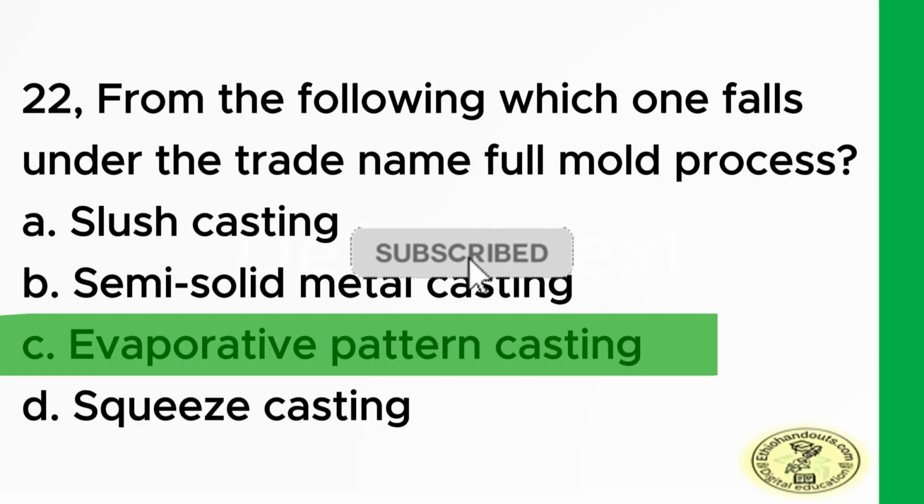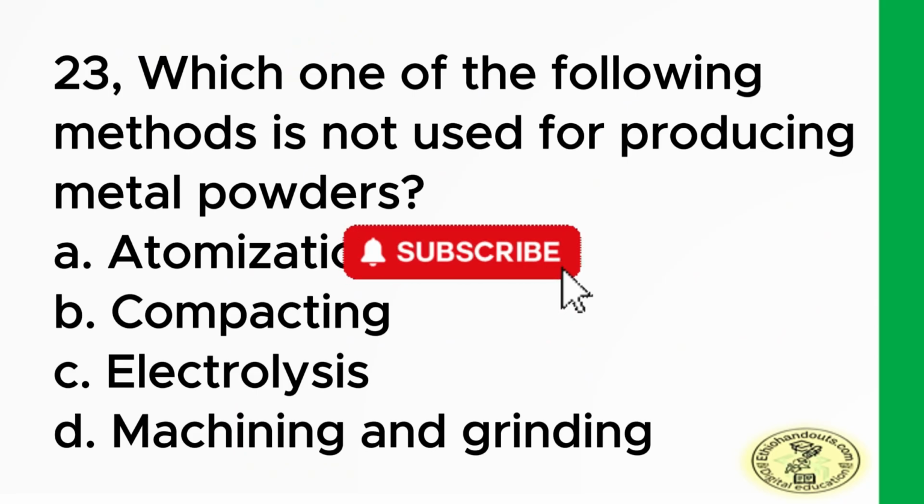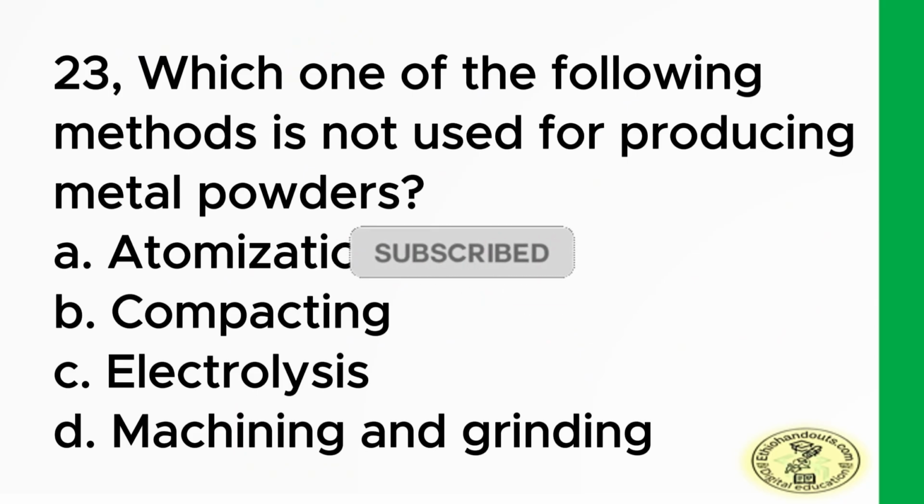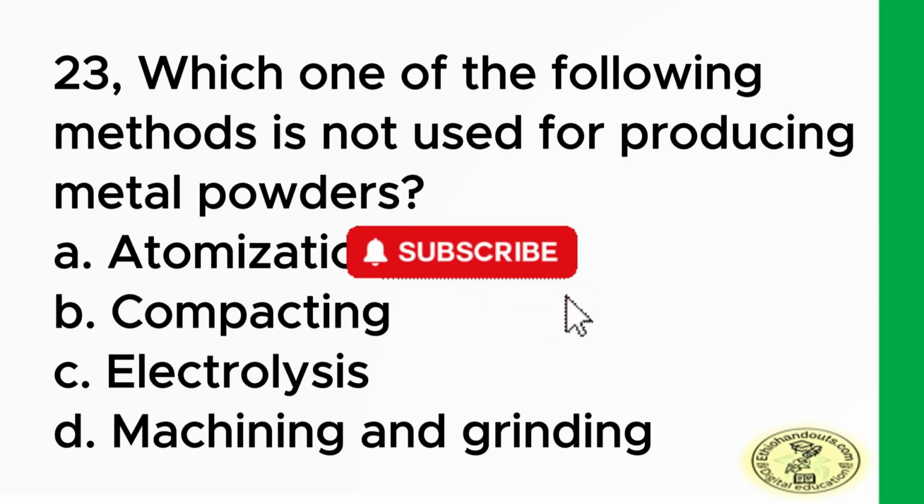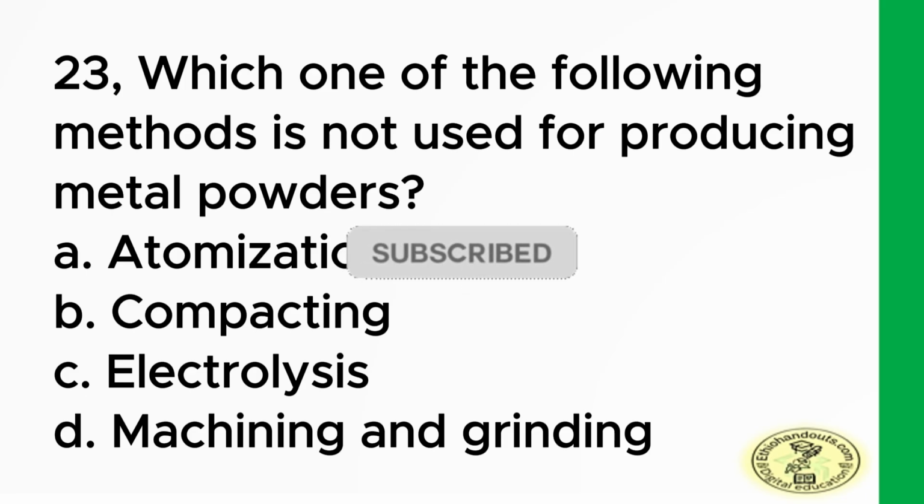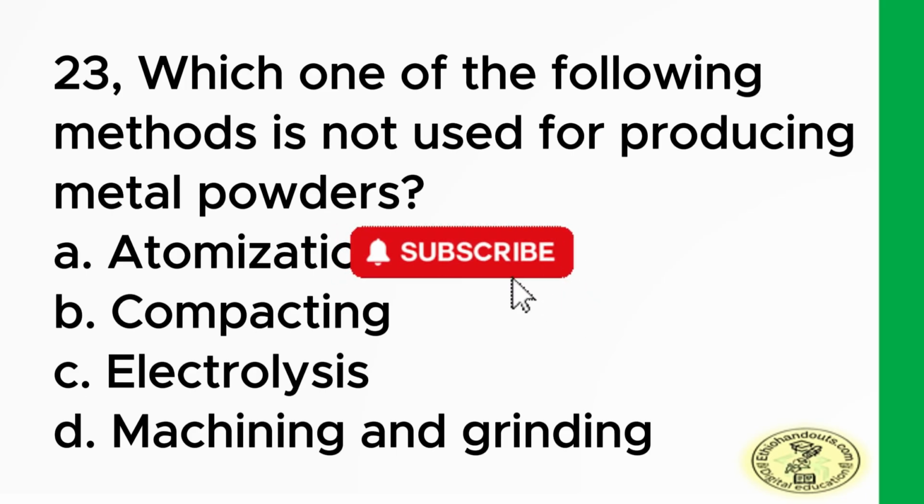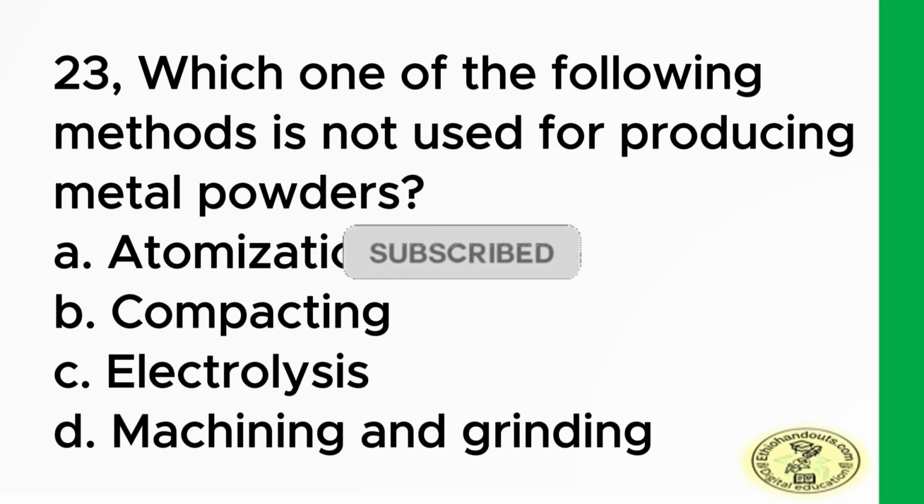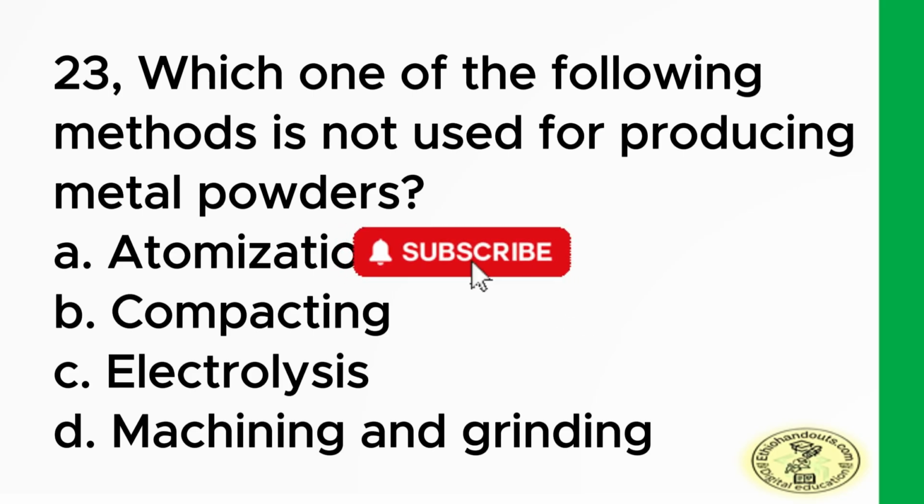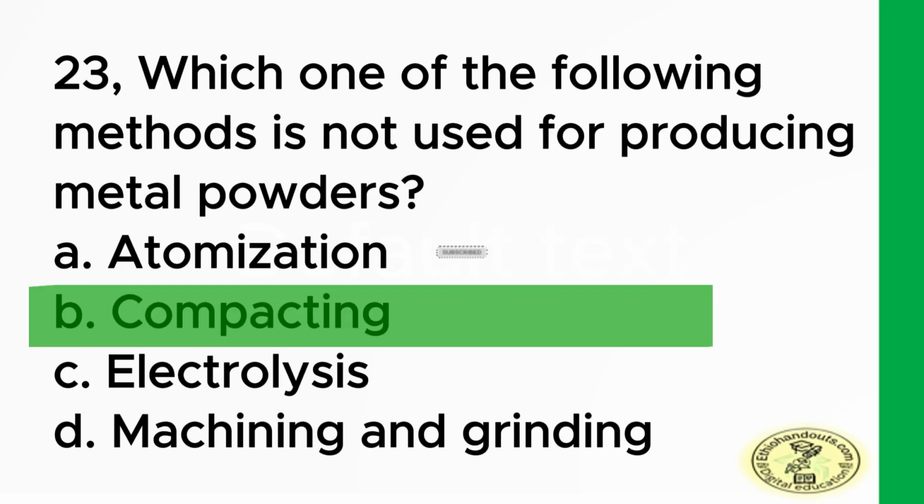Evaporative pattern casting. 23. Which one of the following methods is not used for producing metal powders? A. Atomization, B. Compacting, C. Electrolysis, D. Machining and grinding. The correct answer is B.